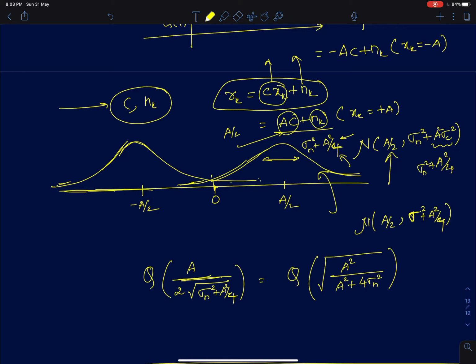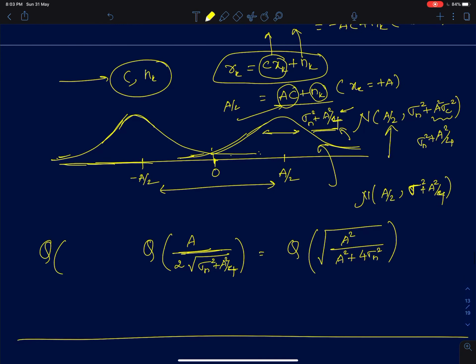Now again we have the same problem. We have two Gaussian functions separated by a distance d, but the variance is now given by sigma n square plus a square by 4. So we know the standard formula, we will just use it, which will be Q of d by 2 sigma, and d in this case is a by 2 plus a by 2, which is a, divided by 2 into sigma, where sigma is the root of sigma n square plus a square by 4. Finally you will get this result: Q of root of a square by a square plus 4 sigma n square.